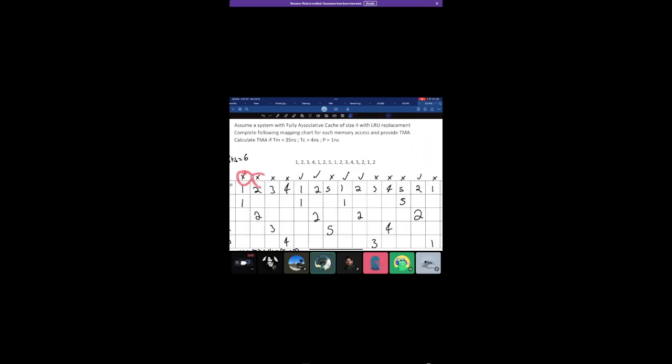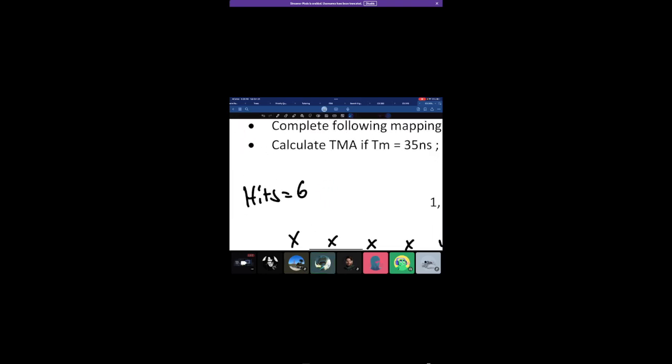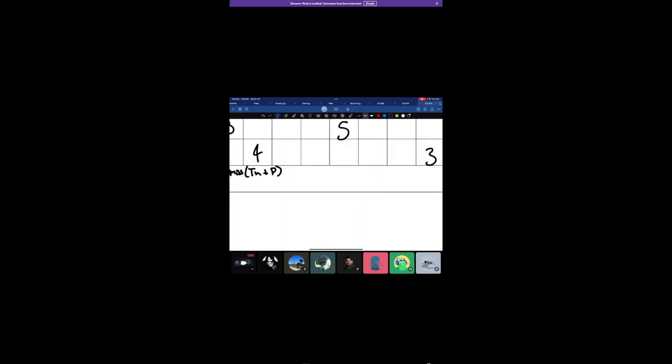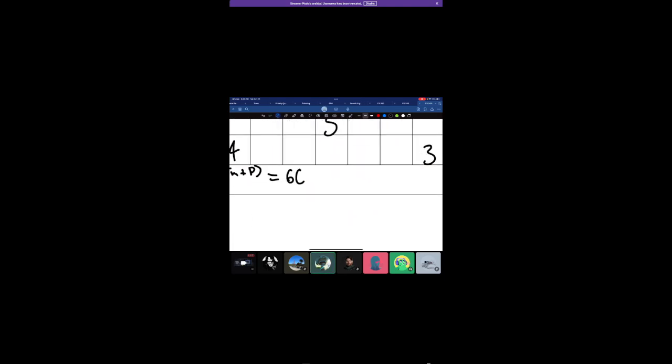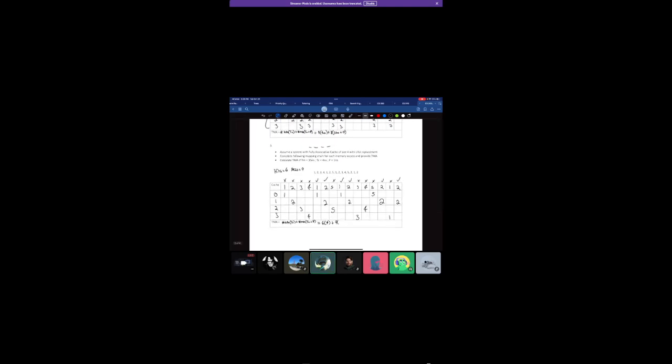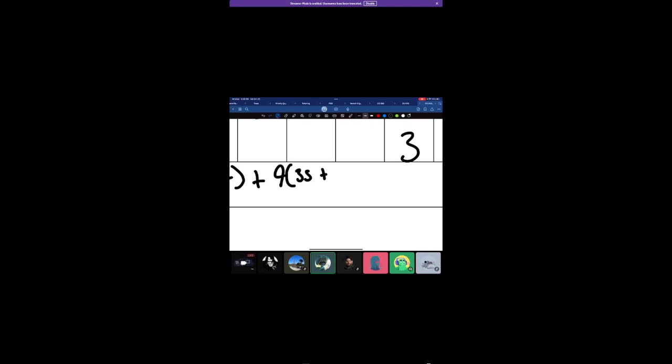Number of misses: 1, 2, 3, 4, 5, 6, 7, 8, 9. So your answer is 6. The TC is 4 plus 9. Your TM is 35 and P is 1. So 35 plus 1. And that's the answer.